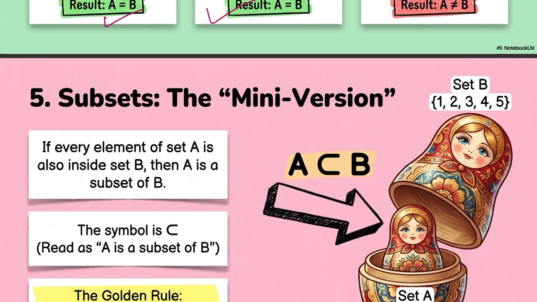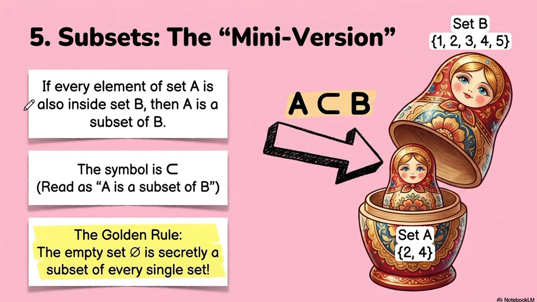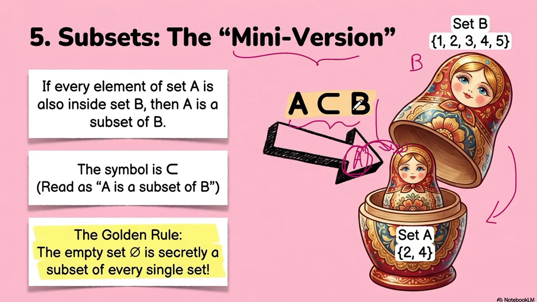Look at the next part, that is subset of a set. What is the meaning of subset? Subset means a mini version of a set. Look at this diagram here. This is a big doll, and inside that one more is there. This small doll is nothing but set A, and this bigger one is set B. So the set A is fully inside the set B. Then we can say A is a subset of B. Smaller set inside the bigger one.